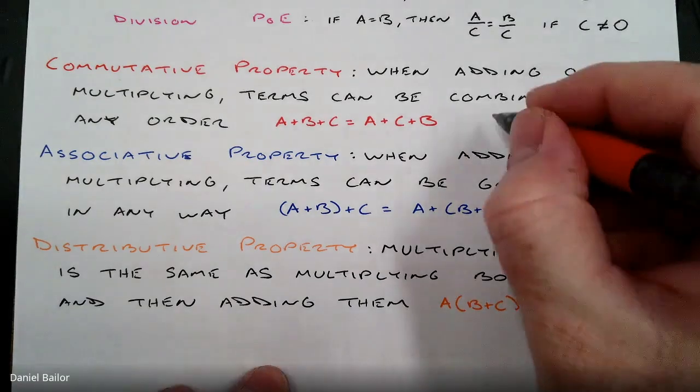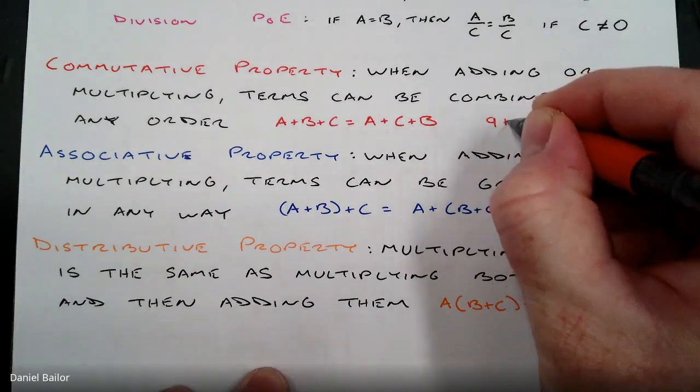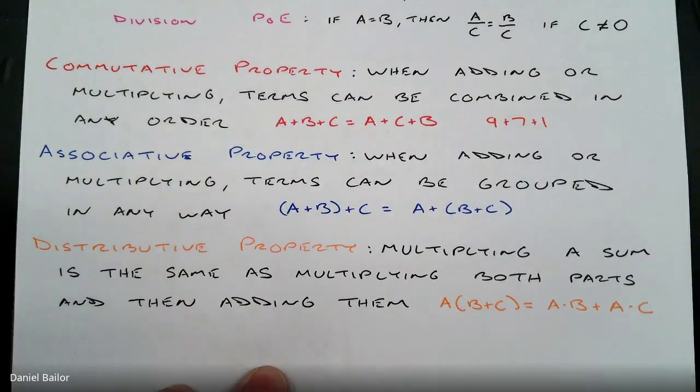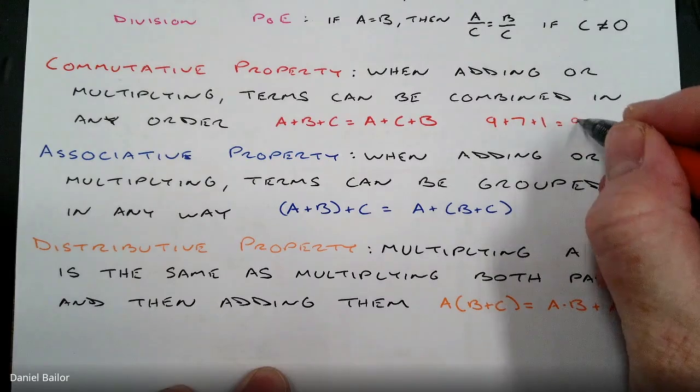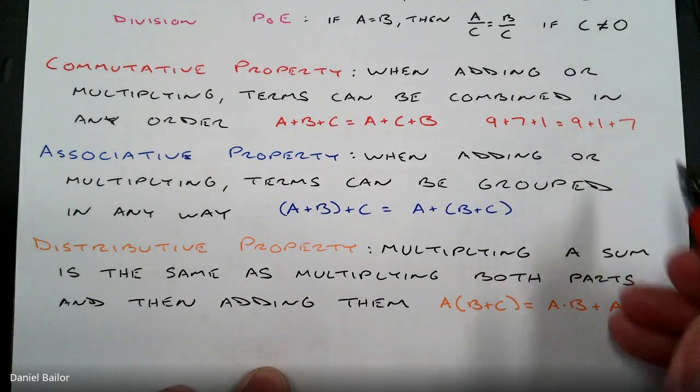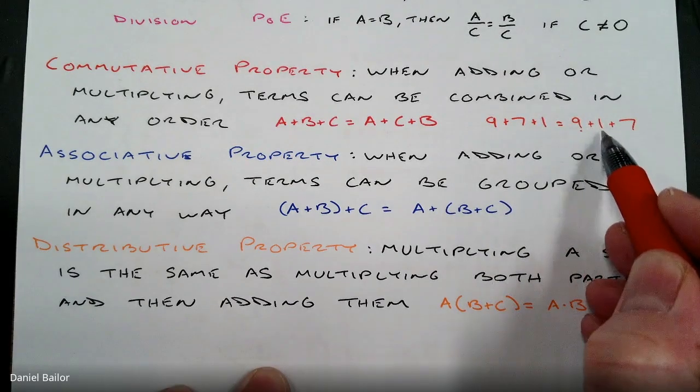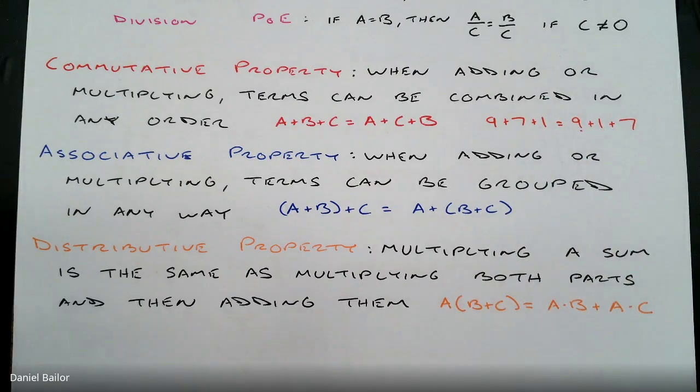For example, if you have 9 plus 7 plus 1, it would be easier if you did 9 plus 1 plus 7, because 9 plus 1 is 10. That's easier than doing 9 plus 7 first. So the math gets easier if you move numbers around. The commutative property tells you it's okay to move those numbers around if everything is adding or if everything is multiplying.